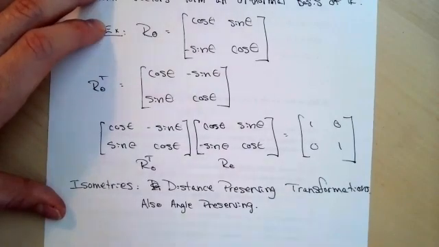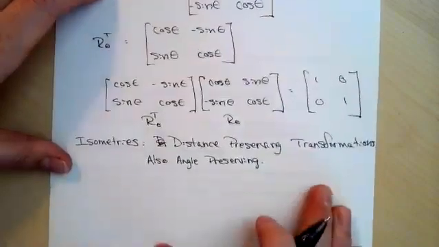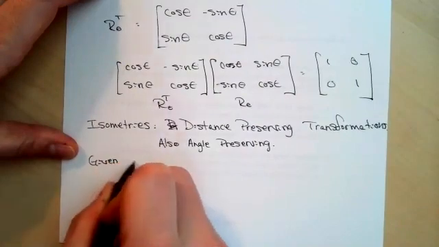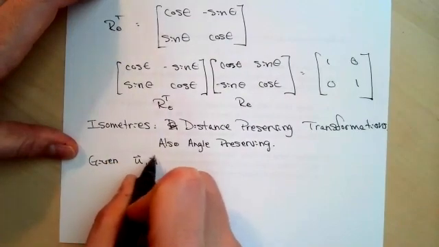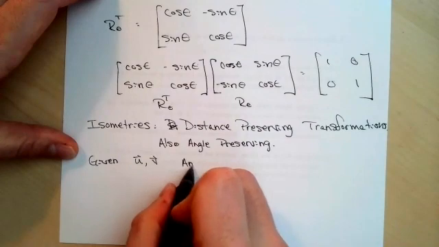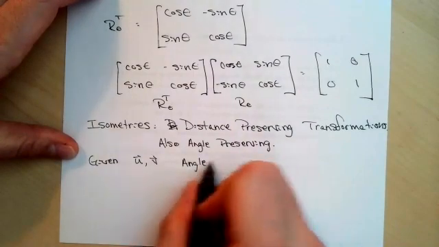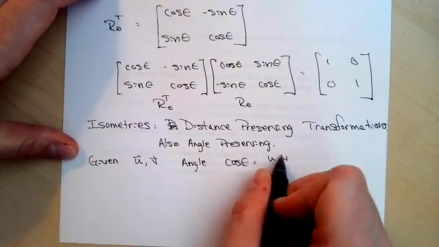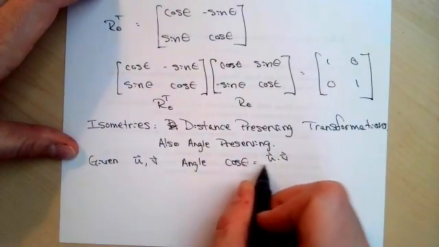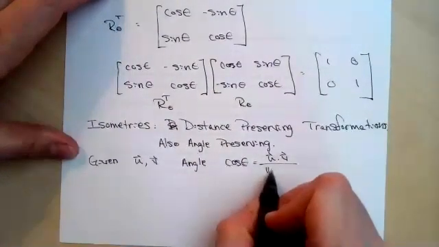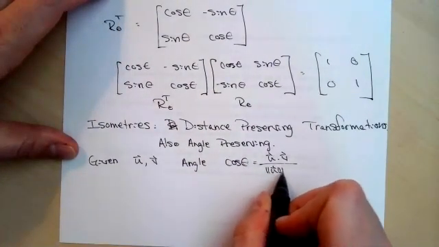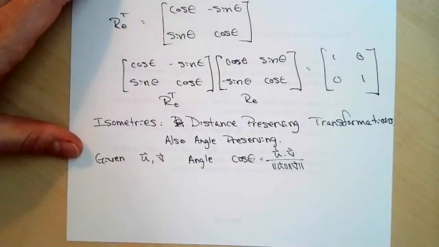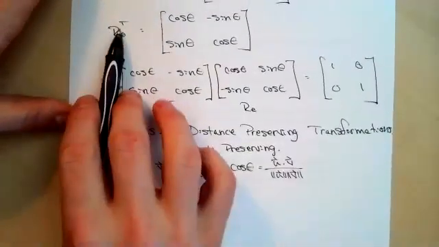And how do we get that? Angle preserving is determined by a dot product. So if we're given u and v, the angle can be found in terms of the dot product up to scalar multiple. Right?